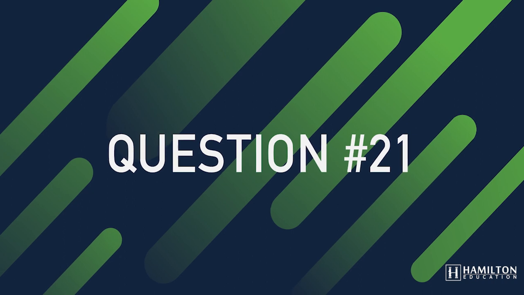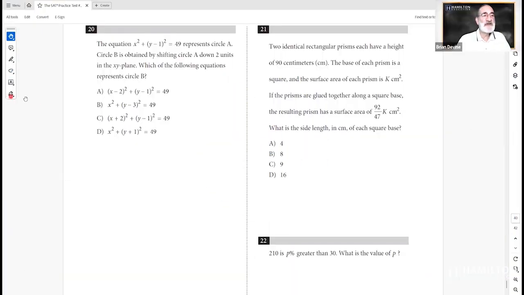Question 21. 2 identical prisms, rectangular prisms, so boxes, each have a height of 90 centimeters. The base of each prism is a square, and the surface area of each prism is given as K square centimeters.